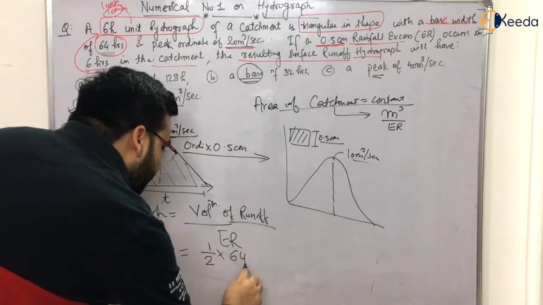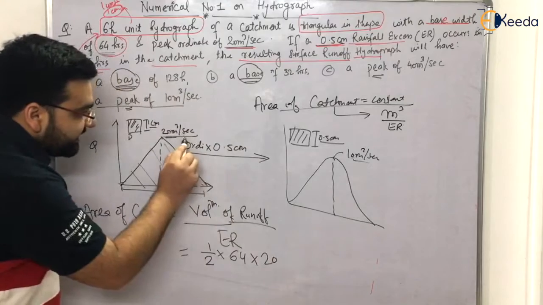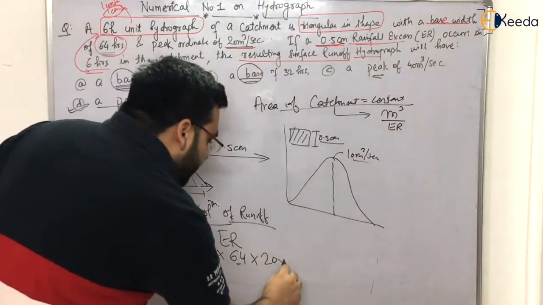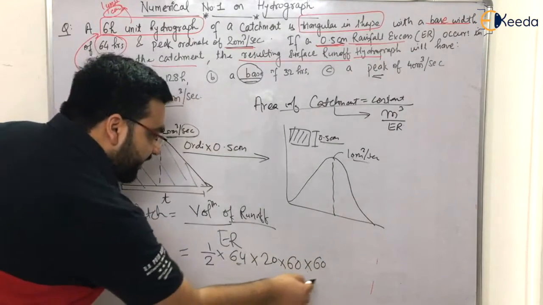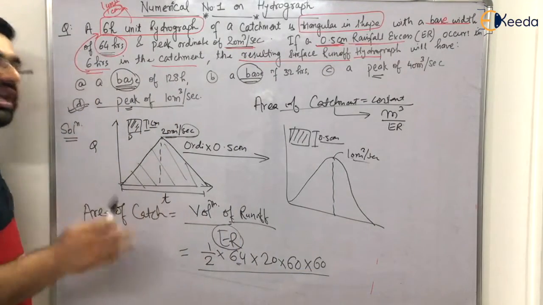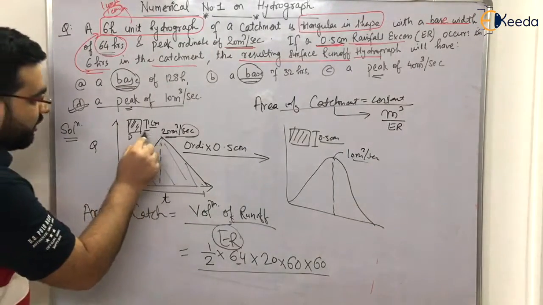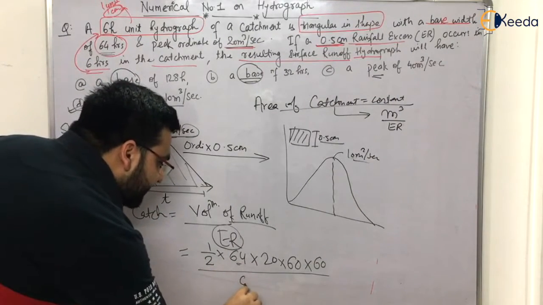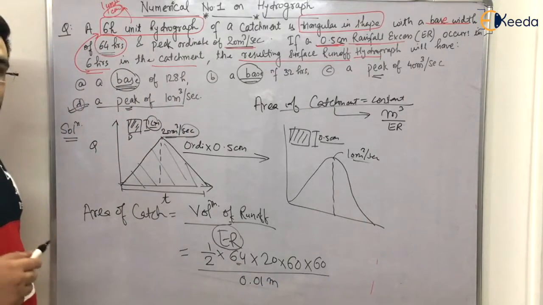Half into 64 into height. Height is how much? 20 meter cube per second. But this is second and this is hours. So we have to convert hours into seconds. So 60 minutes in 1 hour and 60 seconds in 1 minute, right? This is meter cube divided by the depth of the effective rainfall. So a unit hydrograph is always drawn based on the 1 centimeter or 1 unit depth, right? So 1 unit depth, that is 0.01 meter, right? So you will get the area of that particular catchment, right?